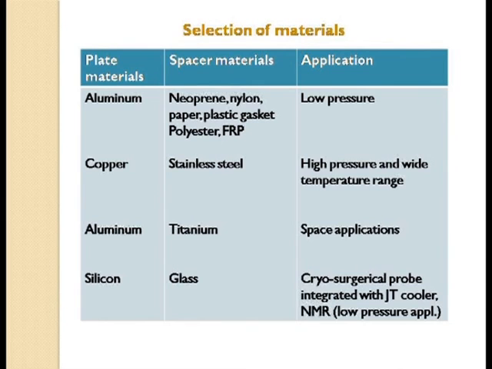Then silicon and glass for medical applications. Silicon is also very highly conductive if it is properly made, and with reference to silicon, glass is a special material. You can build them together, and it can be made very tiny, so that they can be used for a cryosurgical probe integrated with a jet cooler, that is the miniaturized jet cooler I mentioned. In that you can use this type of materials for heat exchangers.